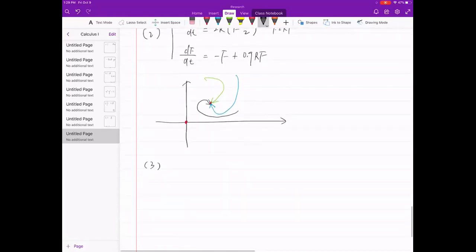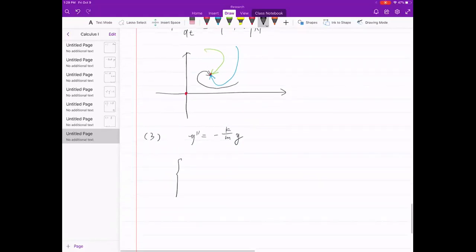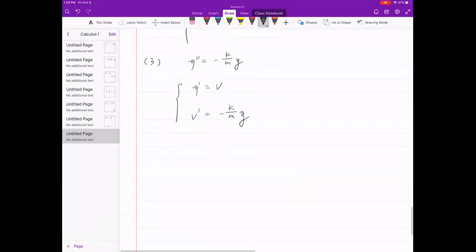Number 3, we did the harmonic oscillator. y'' equals negative k over m, y. And we change it to be a system: y' equals v, and v' equals negative k over m, y. We try to draw the direction field. We find several interesting things. Number 1, we have 1 equilibrium.